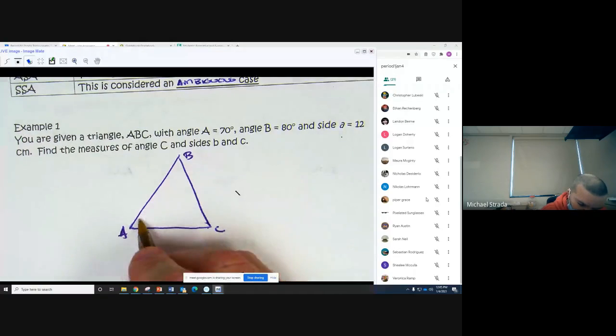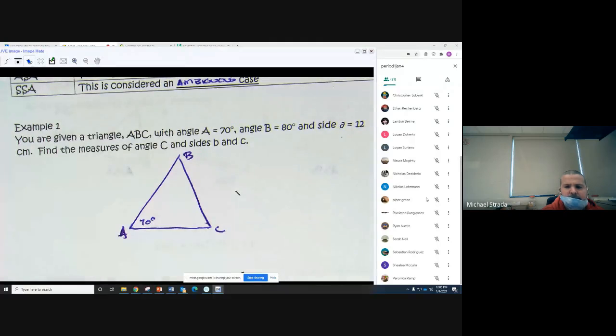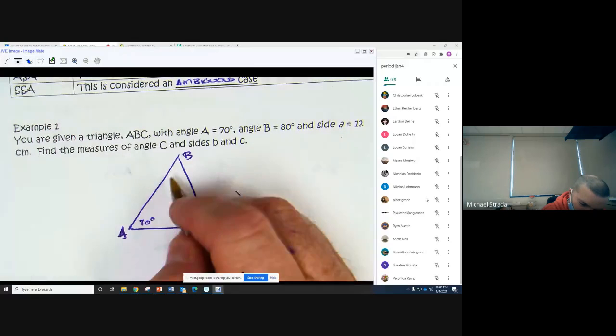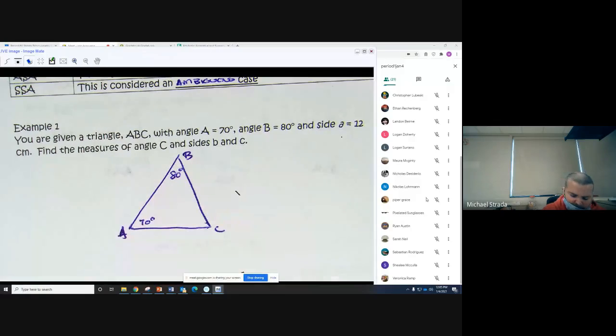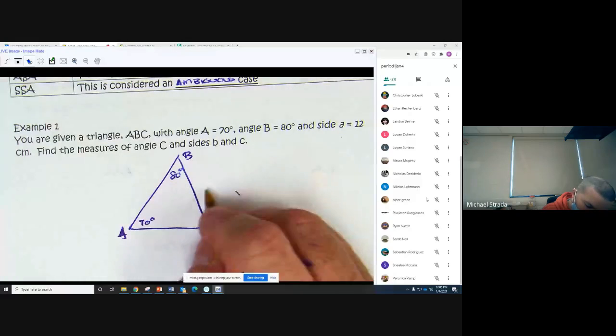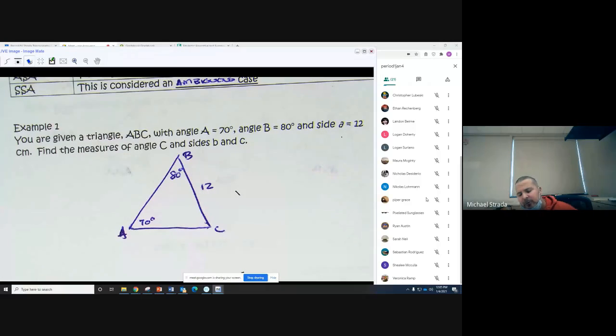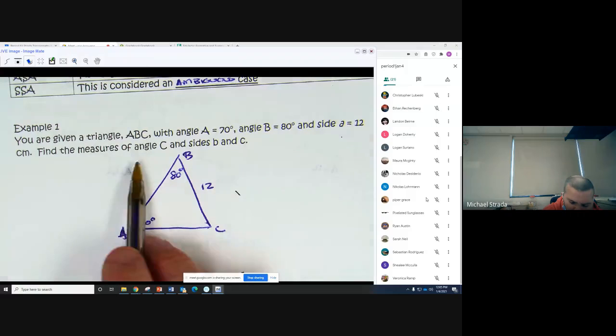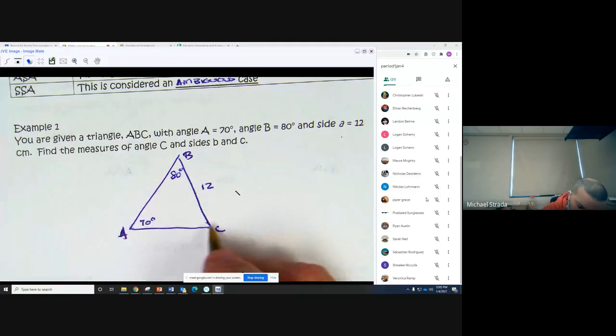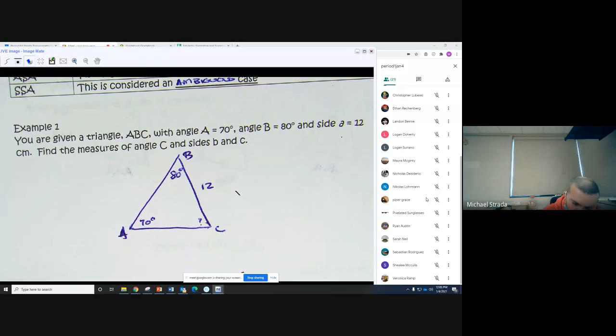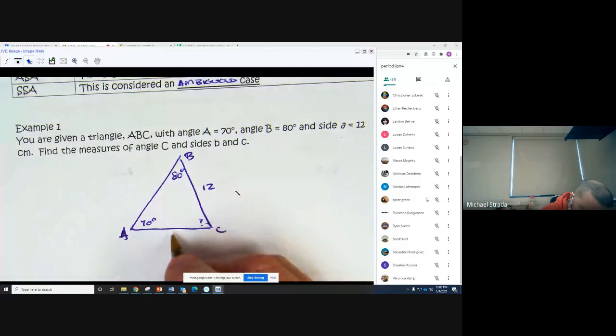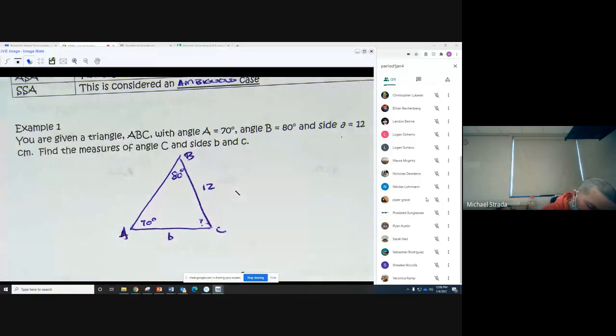They tell us the measure of angle A is 70 degrees, angle B is 80 degrees, and little a, which is opposite capital A, is 12. So the little letter is always opposite the big lettered angle. All right? Well, we need to find the measure of angle C, which is right here, little b, which is going to be down there, opposite capital B, and little c, which is opposite capital C.